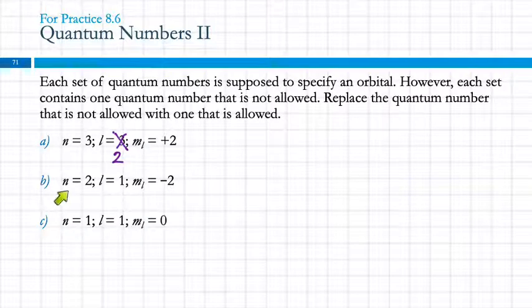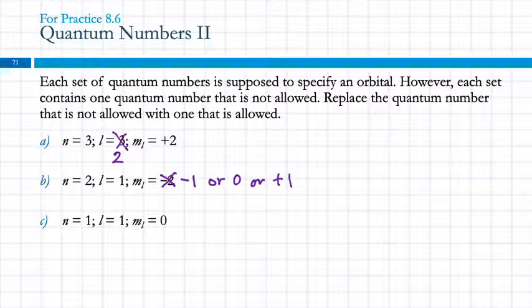Can n equal 2? Sure. If n equals 2, can L be 1? Mm-hmm. And if L is 1, can M sub L be -2? No. Because this is the second floor of the hotel. This is the P room. And we've got -1, 0, and +1. So this number is not possible. So you could put 3 different answers in here that would be correct. It'd be -1 or 0 or +1. Any of those would be correct.